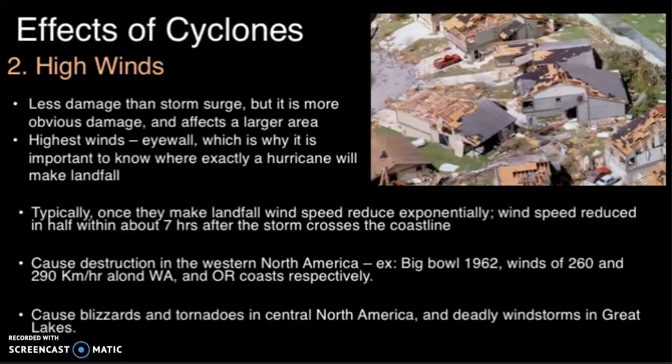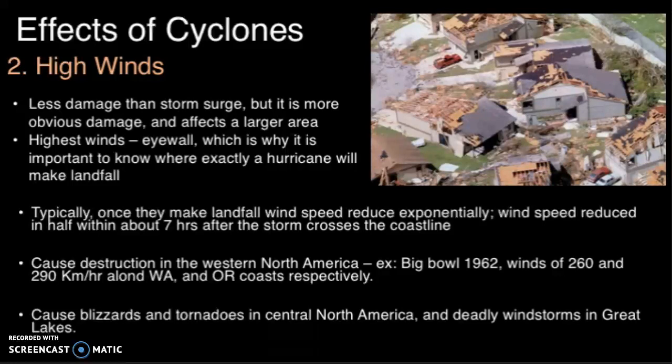So the high winds from these extratropical cyclones tend to be greater than from tropical cyclones, and they cause destruction in the western US as well. An example of this is the Big Blow in 1962, which had winds of 260 and 290 kilometers per hour along the Washington and the Oregon coast, respectively. So again, Washington had 260 kilometers per hour, Oregon 290 kilometers per hour. So pretty high wind speeds for sure.